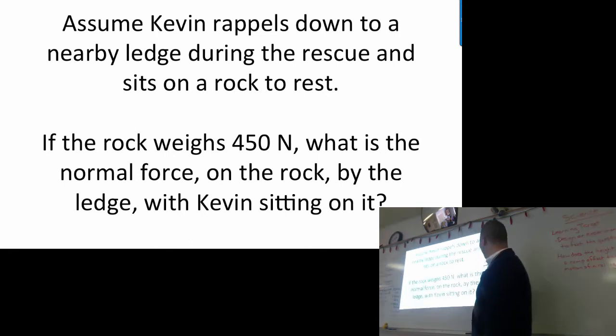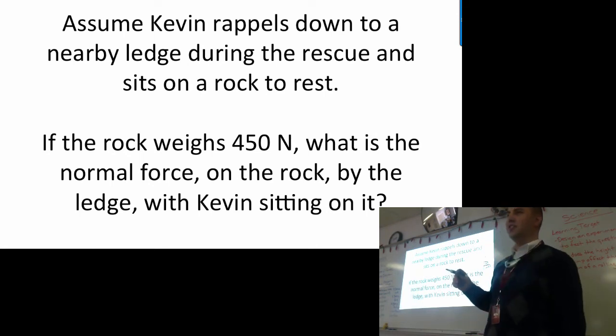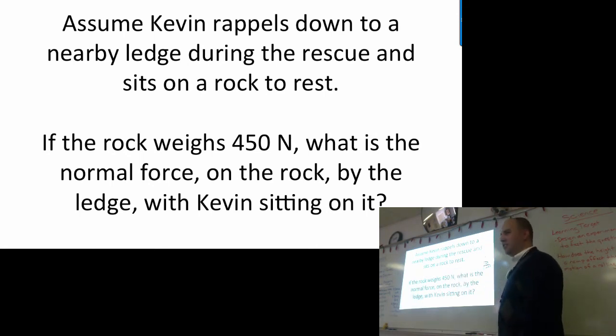All right. So here's the ledge. Here's the rock. And here's Kevin sitting on the rock eating a sandwich while he hopes that the guy doesn't go falling to his death. Anyways, I shouldn't joke. Guy's probably knocked out anyway. So if the rock weighs 450 newtons, what's the normal force on the rock with Kevin sitting on it?